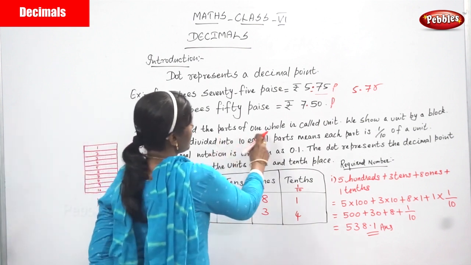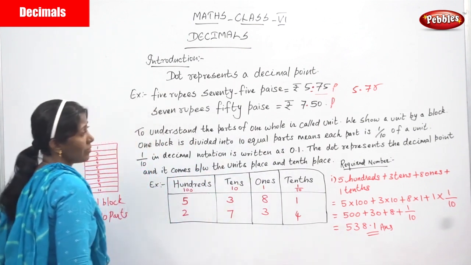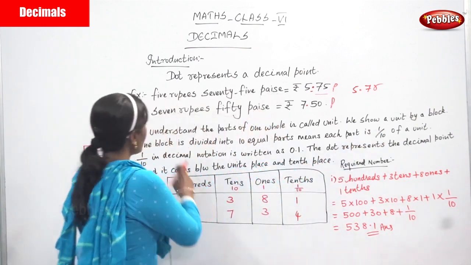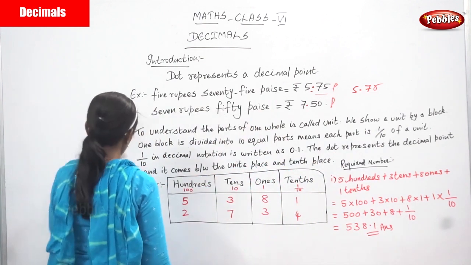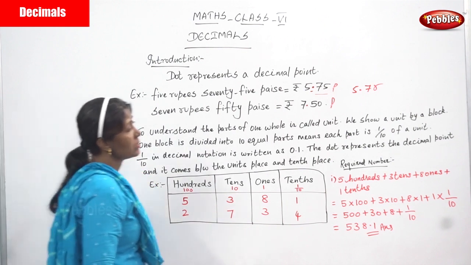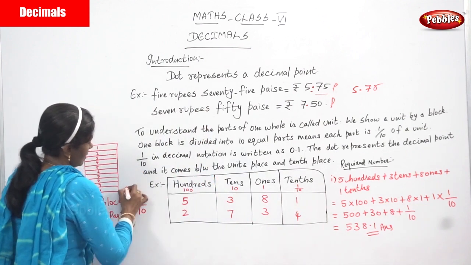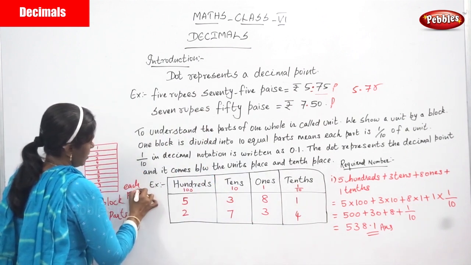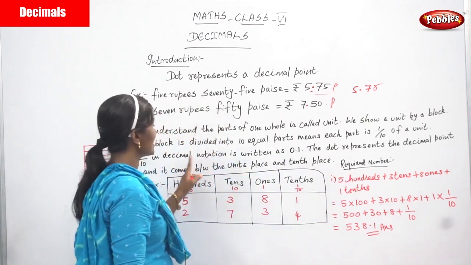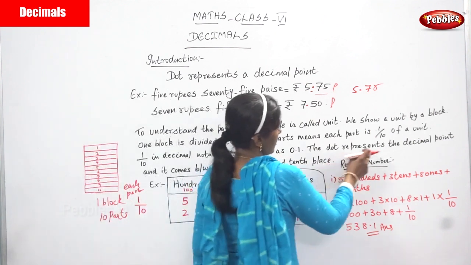To understand the parts of one whole, this completely one whole is called a unit, one block. So we show a unit by a block. One block is divided into 10 equal parts, so each part is 1 by 10 of a unit. 1 by 10 in decimal notation is written as 0.1.